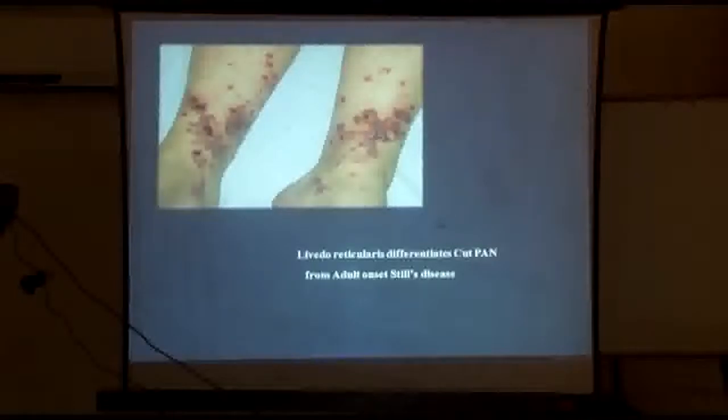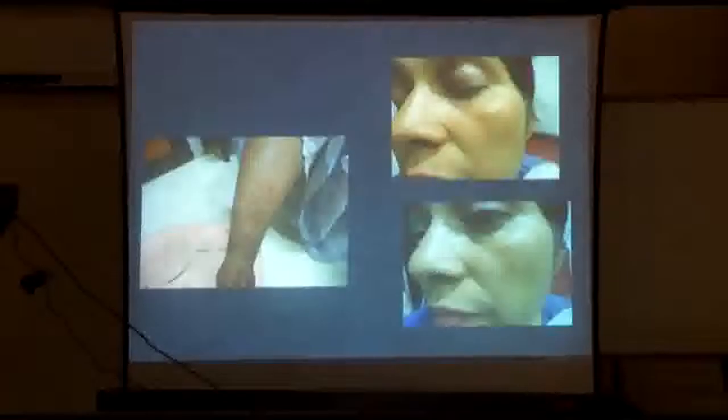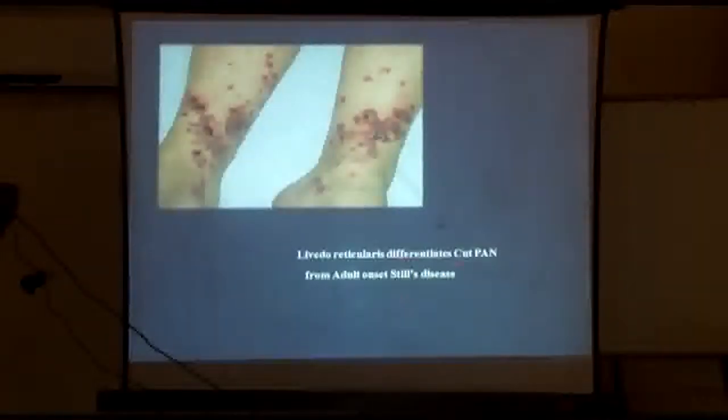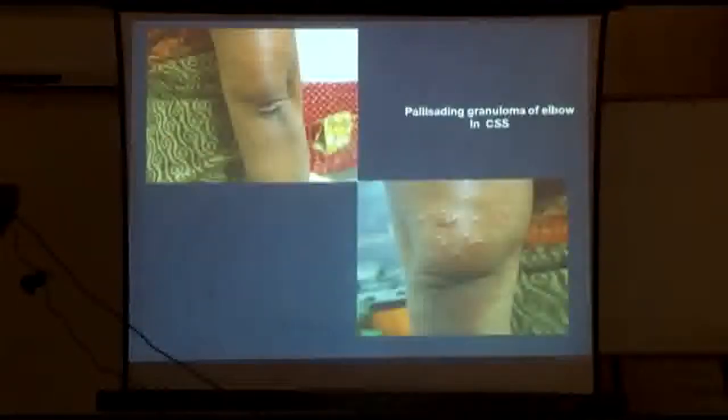Now you have a menu to select from. You have to select the type of vasculitis and treat accordingly. In the forthcoming slides you will see how you start differentiating them with the signs and symptoms. Of course, here is the statement I have made very clearly: livedo reticularis differentiates cutaneous polyarteritis nodosa from adult forms of Still's disease, where you could get rheumatoid arthritis. You must be able to differentiate this.